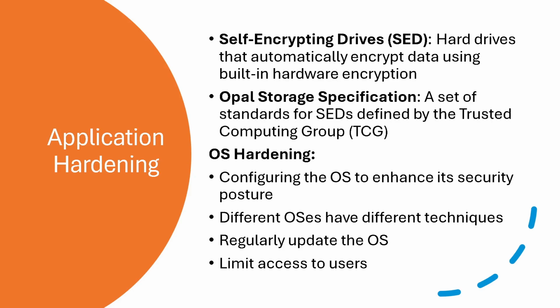Operating system hardening. It refers to configuring the OS to enhance its security posture. Different operating systems, such as Windows and Linux, may have different configurations to enhance its security. It is recommended to regularly update the operating system with security patches in order to fix any vulnerabilities on the operating system. It is also considered a good practice to give the minimum necessary access to users for their job.